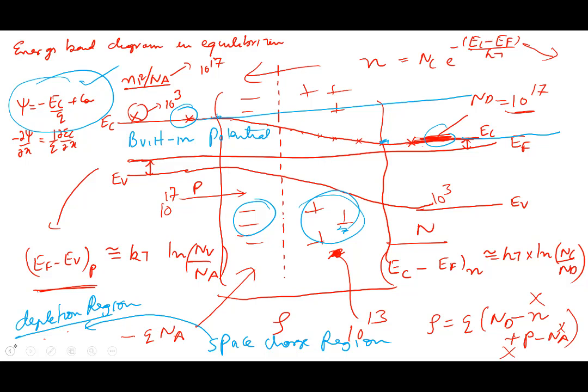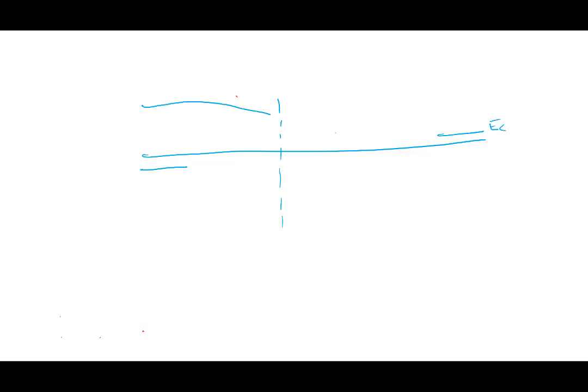I can find out the magnitude of the... okay, we need a new diagram here. All right, so let's draw the diagram. Again, we started from here, and we started EC from here, and EC was here, so we went like this. All right, so we had a band diagram like this.